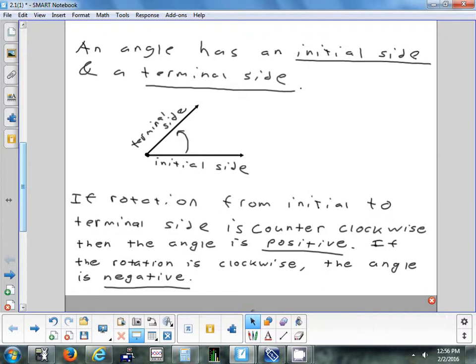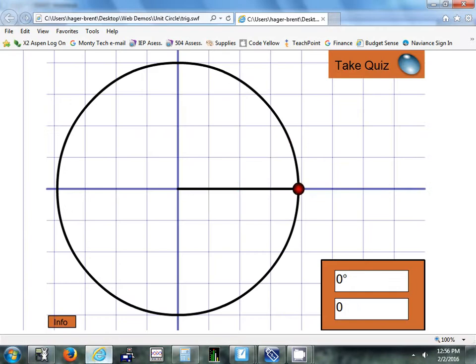And I have a program I'm going to bring up, and I can just show you sketching different angles and show you how they either are positive or negative. So if you still need to copy this down, I'll put this right back up. Let me show you this.